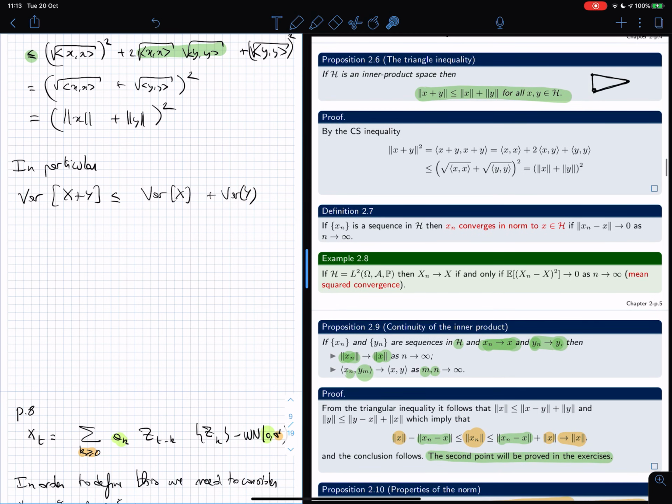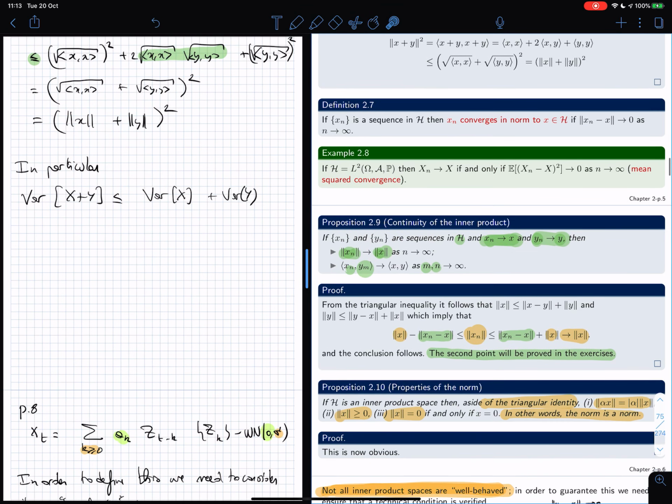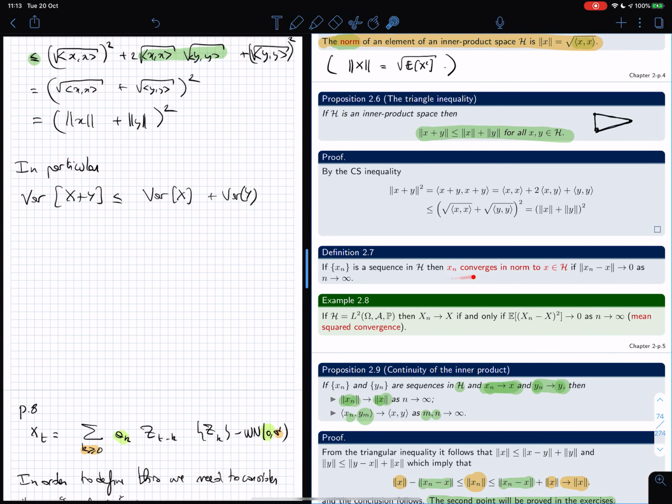Okay, and now we need a few more definitions. We need the notion of completeness. That will be an important part of our argument: the space of L2 random variables is complete. What does it mean to be complete? It means that there is no hole in this space. And what do we mean by a hole? Well, we need to have a notion of convergence.